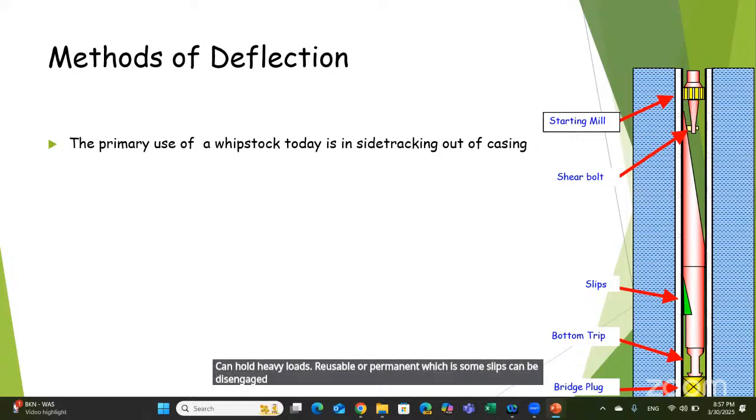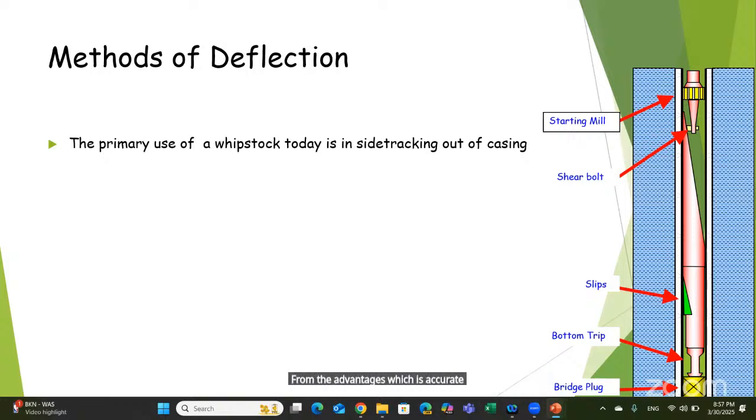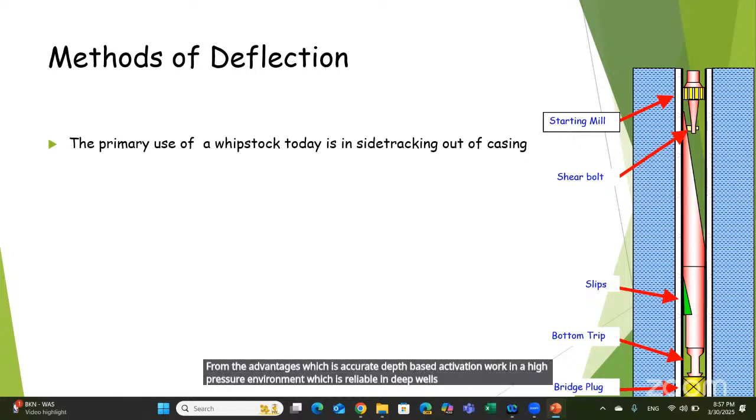Bottom trip is a mechanical or hydraulic activation method that triggers a tool when it reaches a specific depth or the bottom of the well. The advantages are accurate depth-based activation, it works in high-pressure environments, and it is reliable in deep wells. The disadvantages are that it requires precise depth control and can cause premature activation. Mud weight and pressure can impact function.